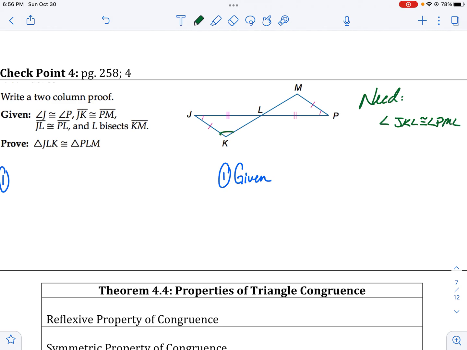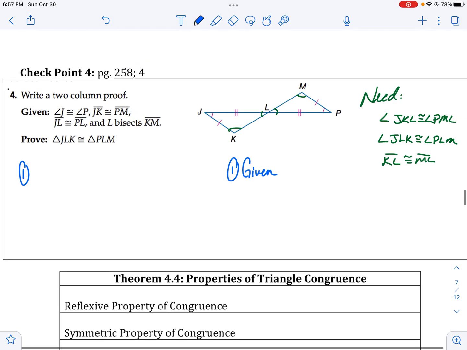That's 1. It looks like the angles in the middle are not marked, so I would need angle JLK to be congruent to angle PLM. And that would give me those. And then the last thing I need, these 2 sides are not marked, so I would need KL to be congruent to ML. And once I have those 3 things, then I'm done.